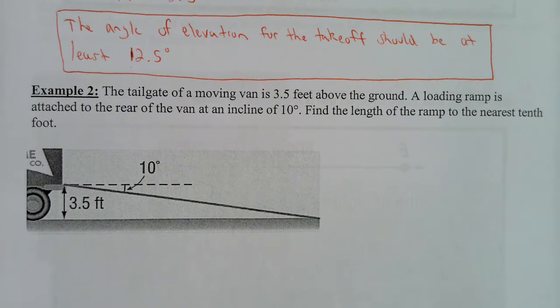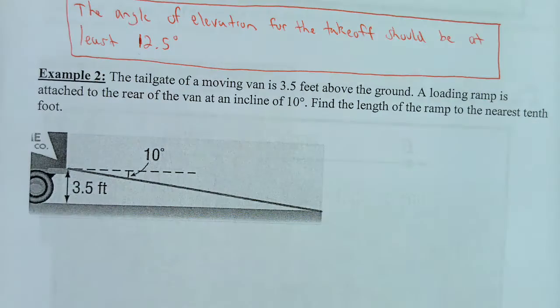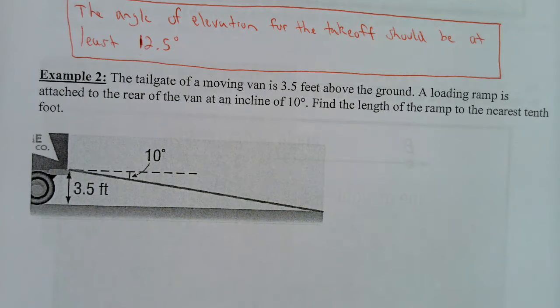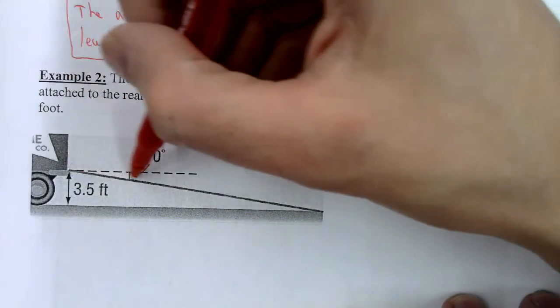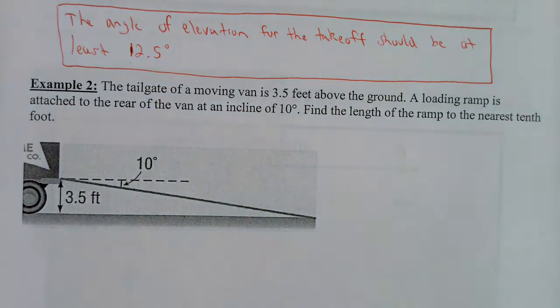Number 2, the tailgate of a moving van is 3.5 feet above the ground. A loading ramp, which is right there, is attached to the rear of the van at an incline of 10 degrees. Find the length of the ramp to the nearest tenth.